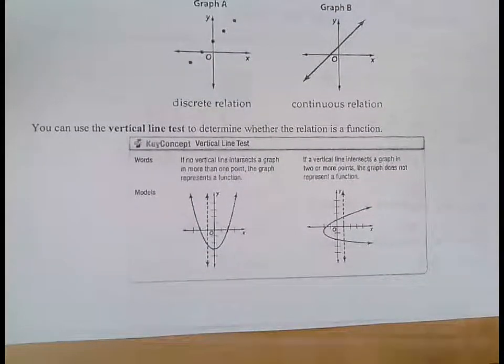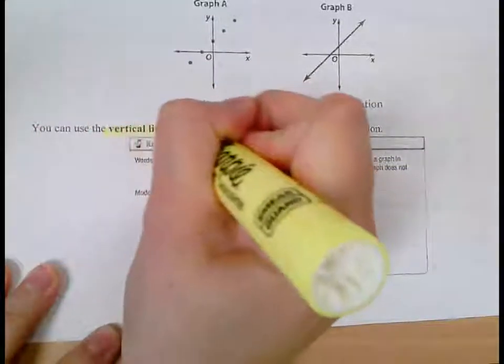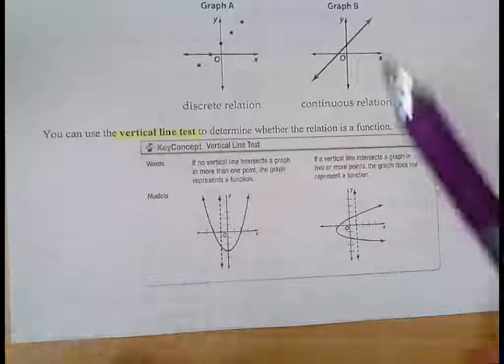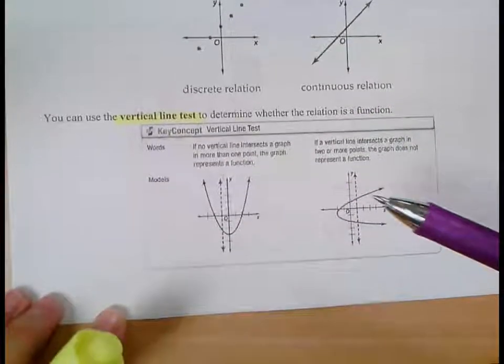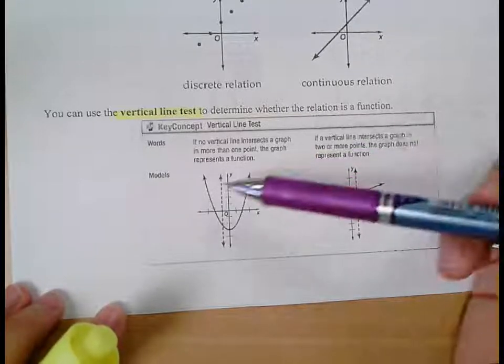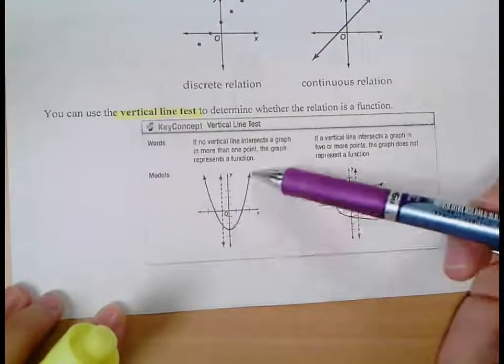And then the last thing on this page, the vertical line test. We'll actually talk about this in the next example, but you may remember this from Algebra 1. I'm not sure if it was used in geometry. But if you have the graph of a relation, the vertical line test tells you whether or not it's a function. So here we have the graph of a parabola.